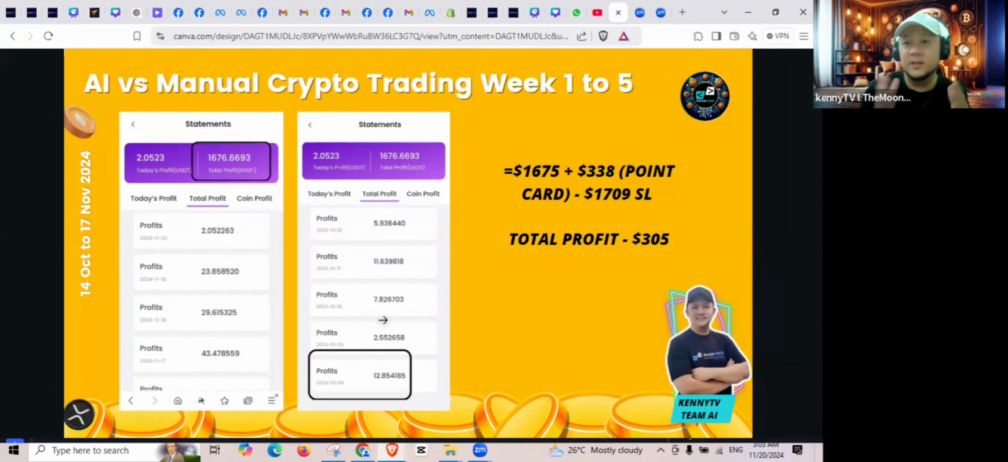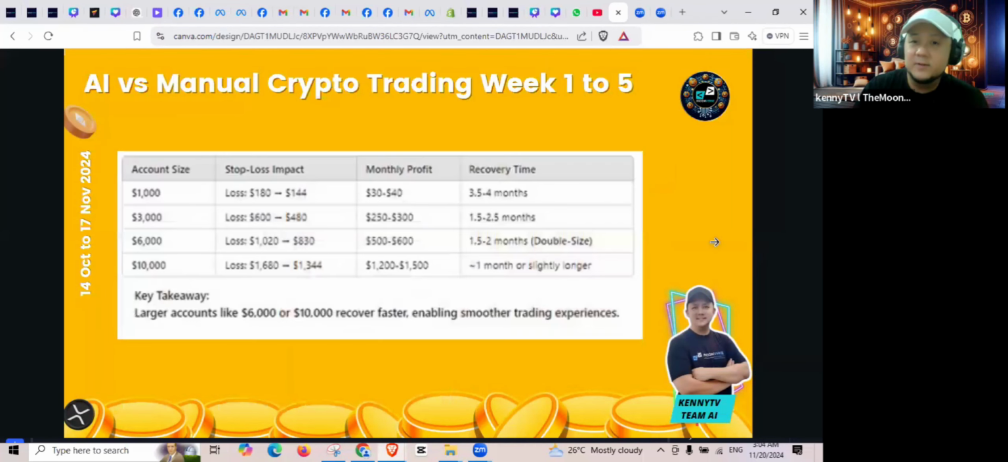So this is how amazing it is. If we look at it on the 18th, 1,675 minus plus 338. So we hit a stop loss 1,709. So total still profit $305. So you can see that if the whole occasion did not hit any stop loss, in fact, it was still running very well. But we just need to make sure that we expect you have stop loss, because not everyone will get stop loss. In fact, this year, we got two major stop losses that almost everyone hit. But good news is that we did not get wiped out.